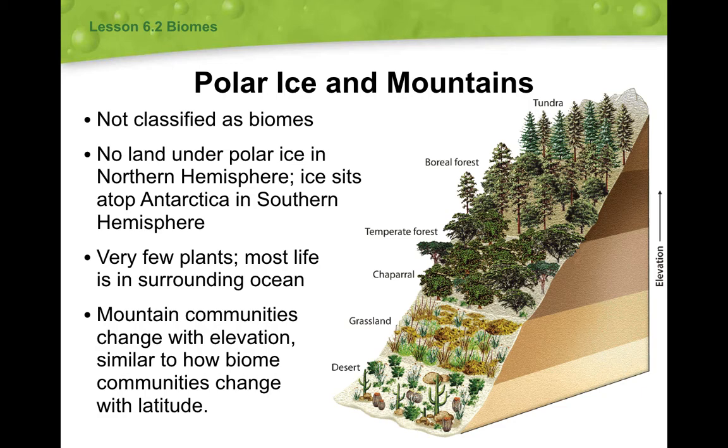So you can go from the base of a mountain, which may be in a desert, and then as elevation goes up, the next kind of ecosystem you would run into would be a grassland, and that would lead to a chaparral-like ecosystem, to temperate forest, boreal forest, until you reach the high altitudes above the tree line, and then you would be in a similar situation to tundra.